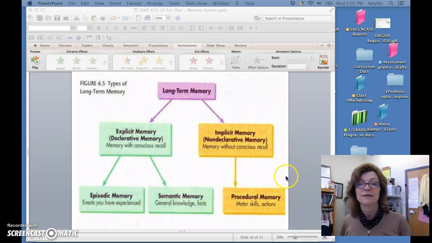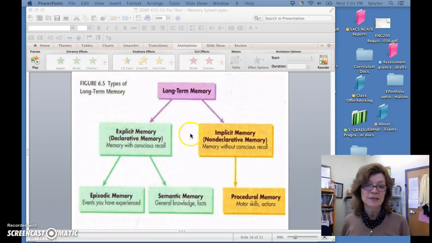Here's a graphic of the long-term memory system. You can see it's broken down into 2 components. First one is explicit memory, and those are our declarative memories. And then implicit memory, and those are non-declarative memories. And you can kind of see those are broken down even more.